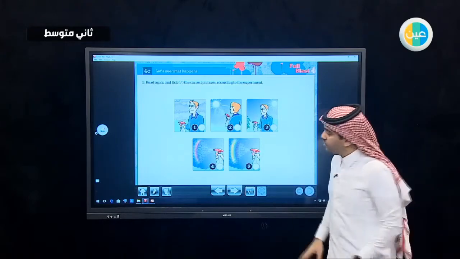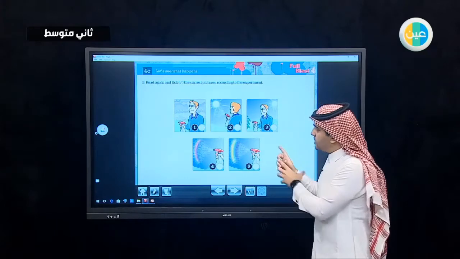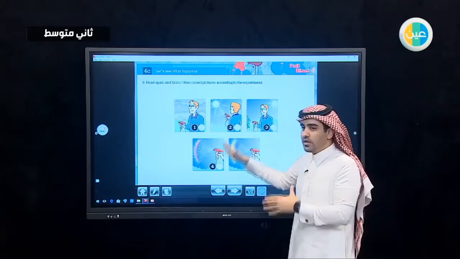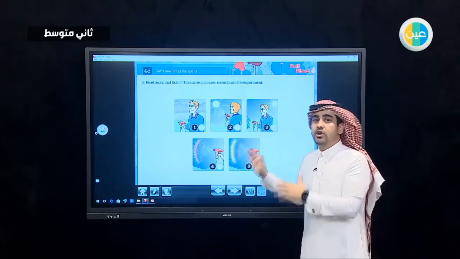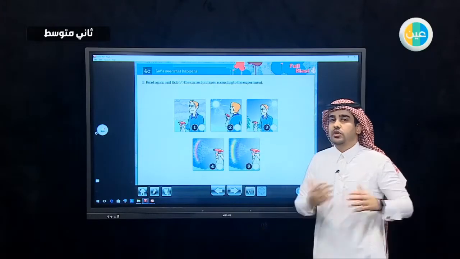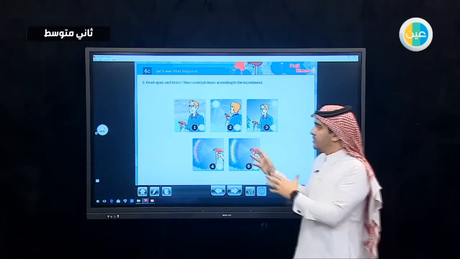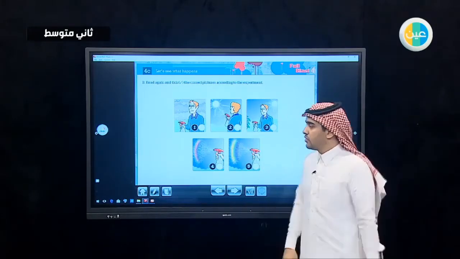Now you are going to look at each picture and see if this man is doing the steps the correct way. What is he doing? Is he doing it right? Is he doing it wrong? What's wrong with what he's doing? Let's take a look at number 1, for example. We will do this one together.